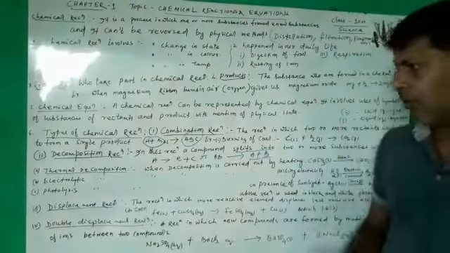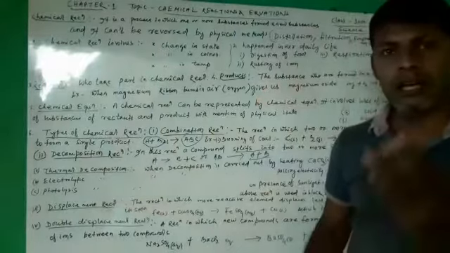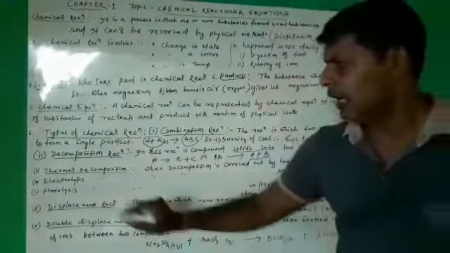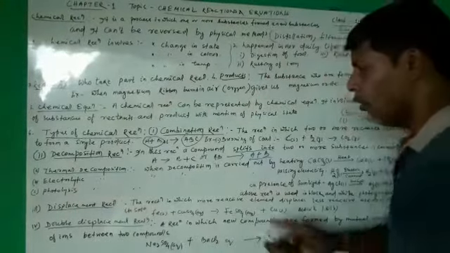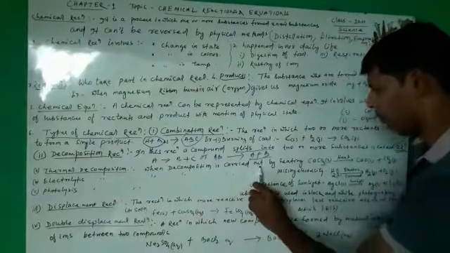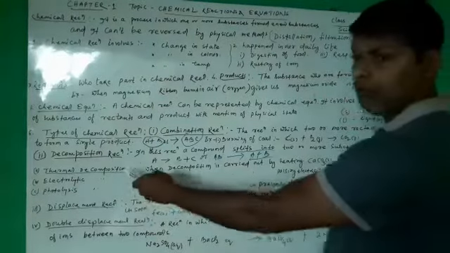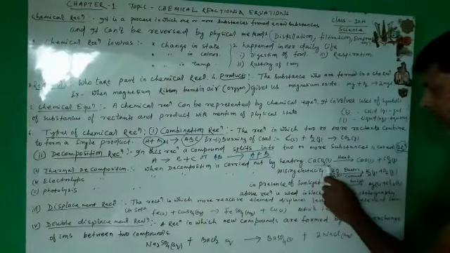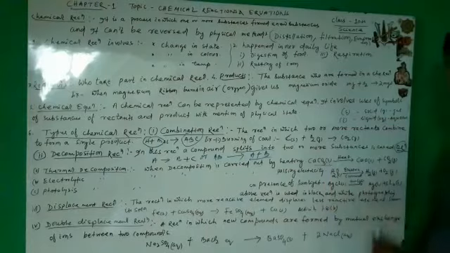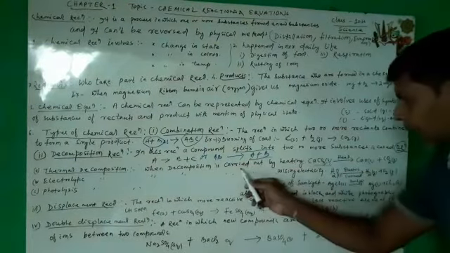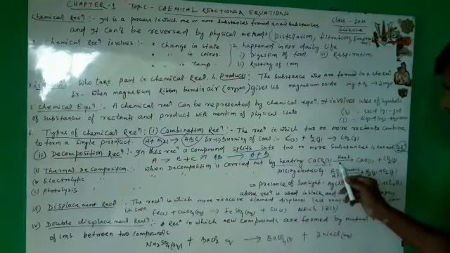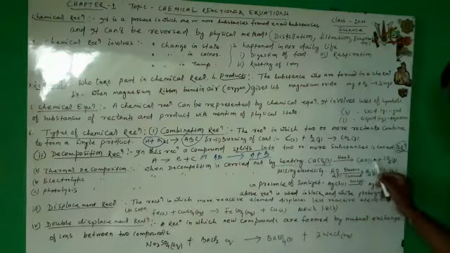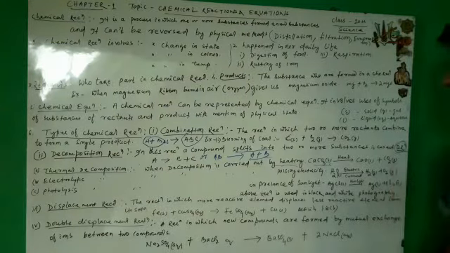And these decomposition reactions are of three types. One is thermal decomposition, another is electrolytic decomposition, and the third is photolytic decomposition. What is thermal decomposition? When decomposition is carried out by heating, this is called a thermal decomposition reaction. Calcium carbonate, the chemical form of marble, is a solid. When you give heat, it gives us calcium oxide and carbon dioxide, a solid and a gas.